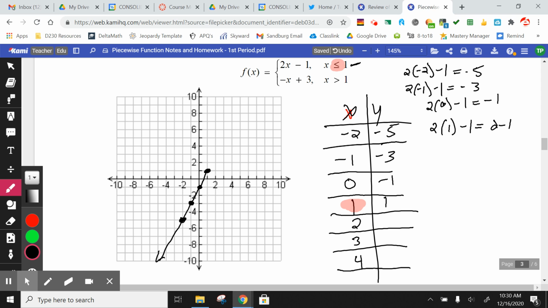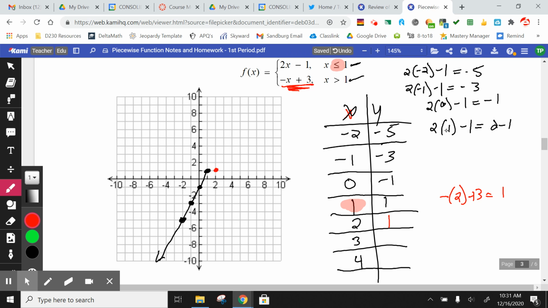The reason I'm now connecting those is that if we go any further, if I go to 2, doesn't 2 now force us to use that second equation? Because 2 now starts to satisfy the second one. So let me do this one in red so it looks like the one that we did above. Take your 2, now we're plugging it into this one. So I would do -2 plus 3, which is 1. So plot that point, 2, 1.